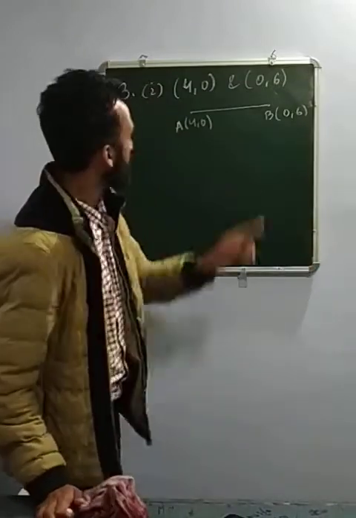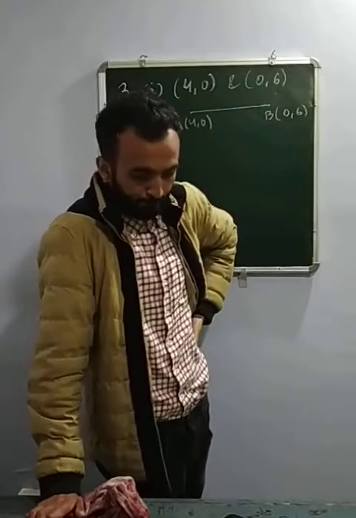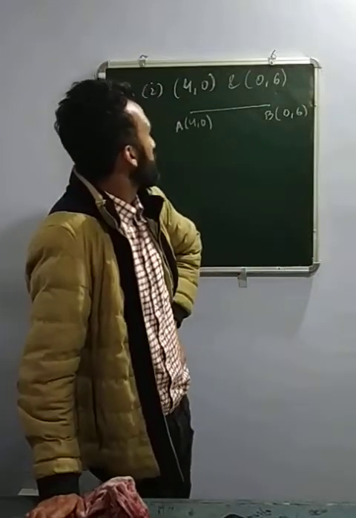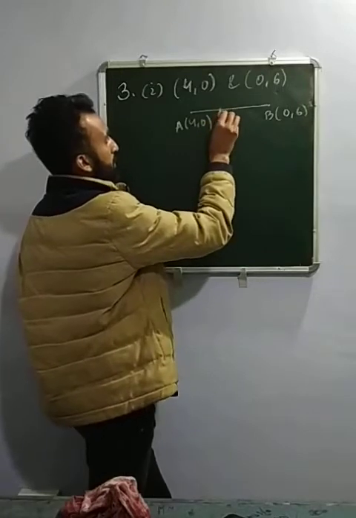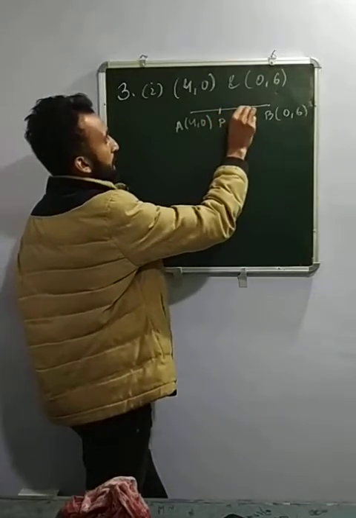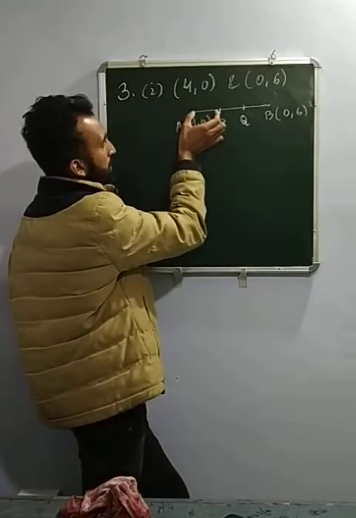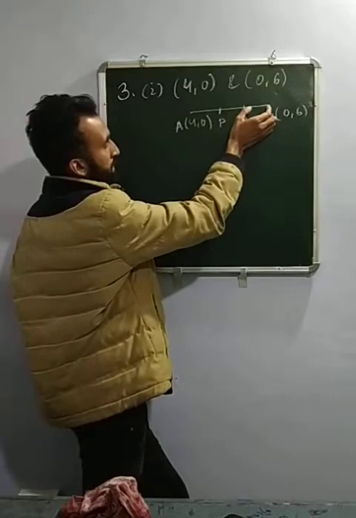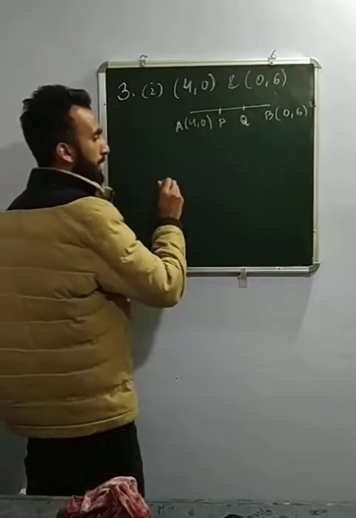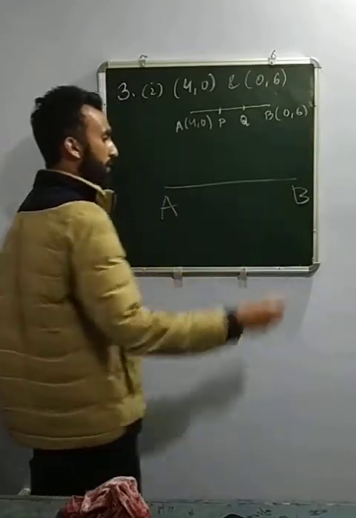How many points are required in this line segment? Yes? How many? 2 points. Okay? 2 points. Suppose I have here P and suppose I have here Q. What do I have here? I have 3 sections. Just check. This is 1 section, 2 section, 3 section. That means if you have a line, A and B are endpoints.